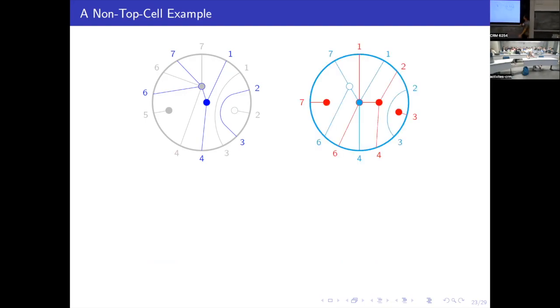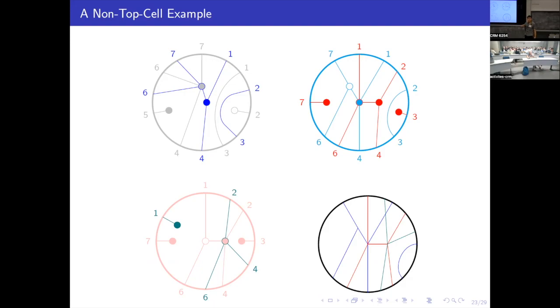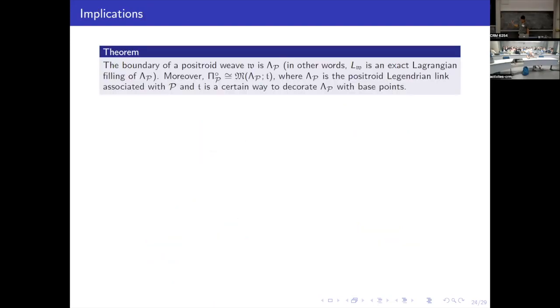And then the next one, you start with the blue one, get the red one here. You start with the red one, you get the supposed to be the green one, but it doesn't look very green to me. And then you take the union, that's the weave. Right. So now I have some time left to just go through all the results that we can get from this construction. So first, the boundary of this positroid weave is the link.